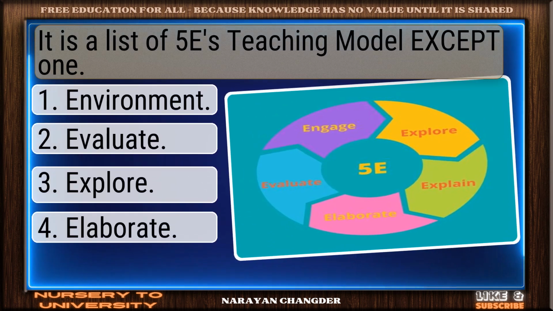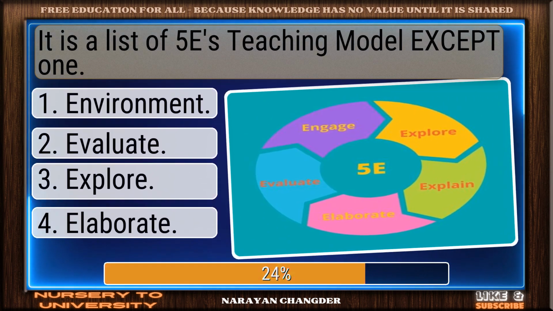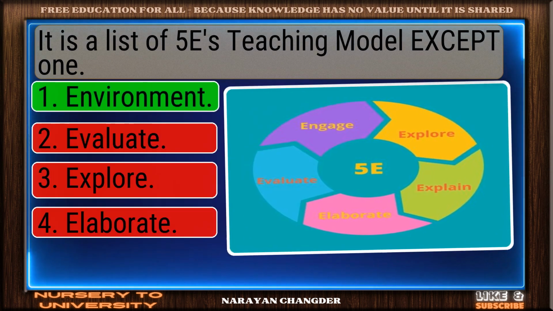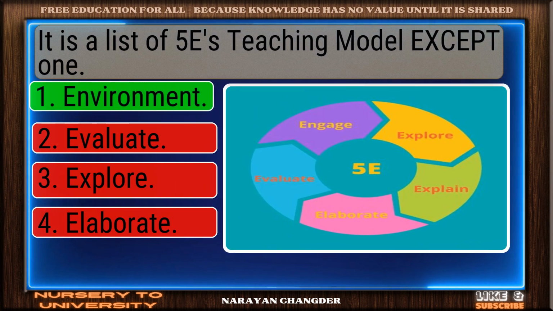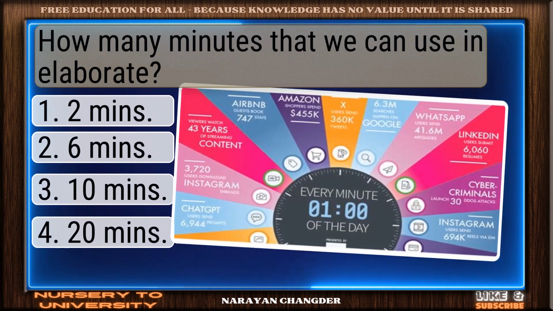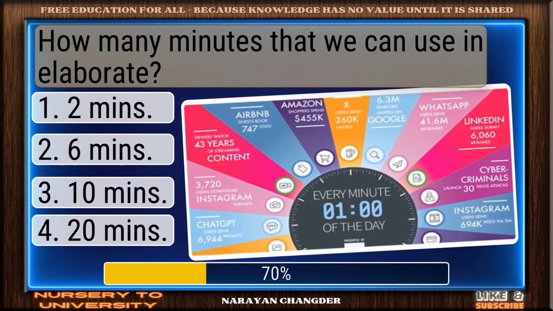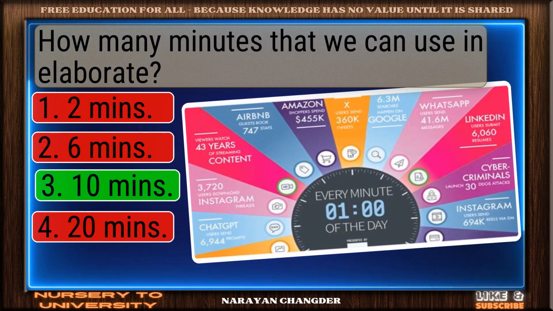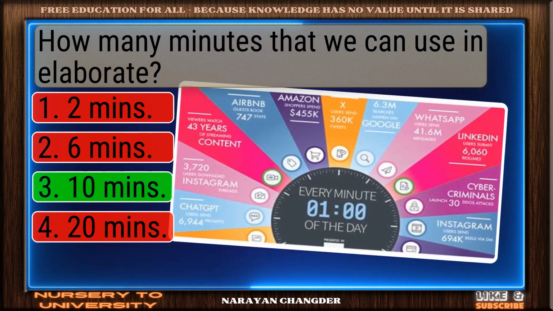It is a list of teaching model except one. Great thinking. Environment is the right choice. How many minutes that we can use in elaborate? Right again. 10 minutes is a valid answer.